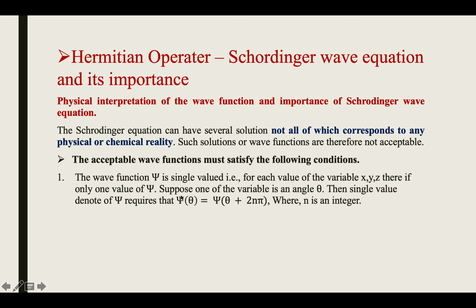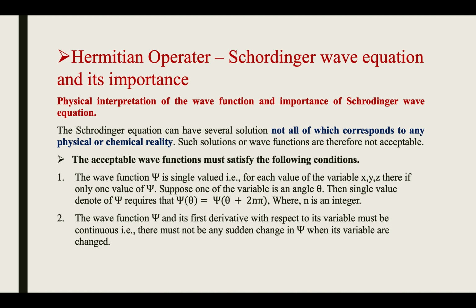Suppose one of the variables is an angle theta, then single valuedness of psi requires psi(theta) equal to psi(theta plus 2n pi), where n can be any integer. The second condition is that the wave function psi and its first derivative with respect to its variable must be continuous. That is, there must not be any sudden change in psi when its variables are changed.